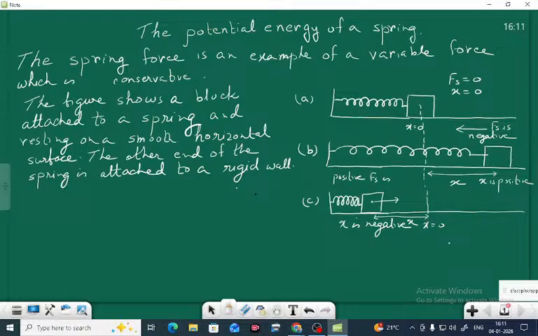The spring is light and may be treated as massless.